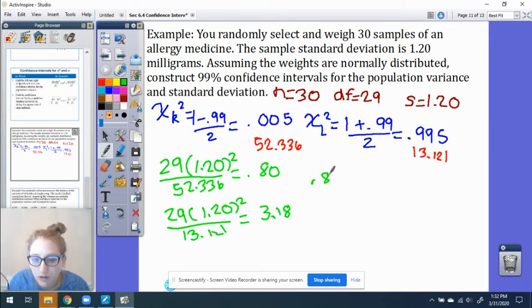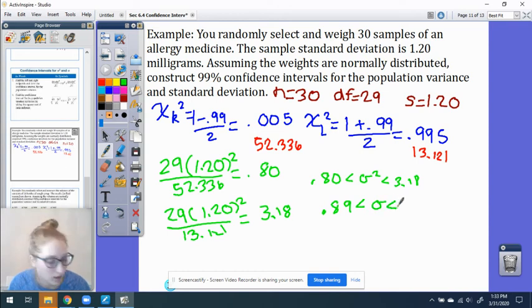It's 0.80 and 3.18. And then to get my standard deviation, I'm just going to take the square root of each of those numbers. So the square root of 0.80 is 0.89. And the square root of 3.18 is 1.78.